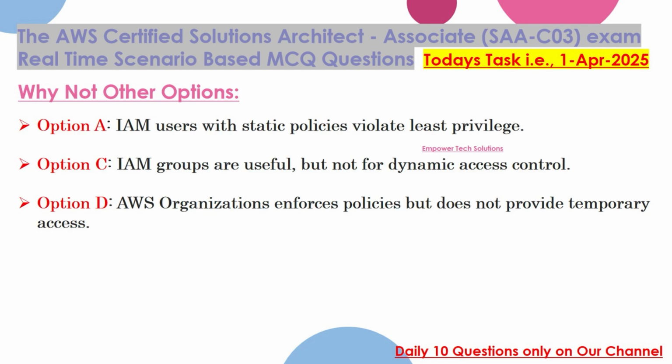Why not other options? Option A. IAM users with static policies violate least privilege. Option C. IAM groups are useful, but not for dynamic access control. Option D. AWS Organizations enforces policies but does not provide temporary access.